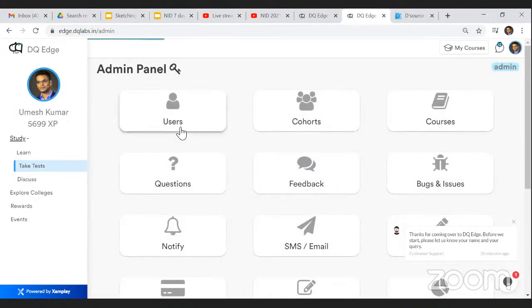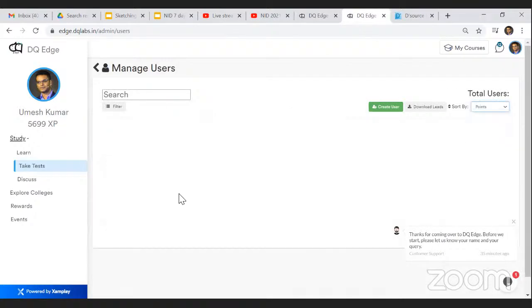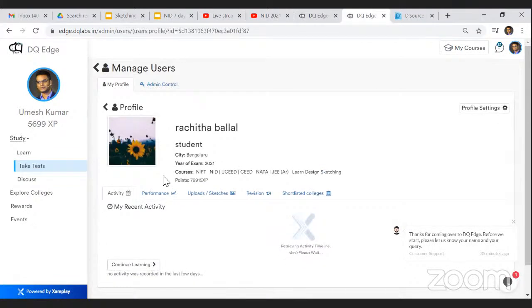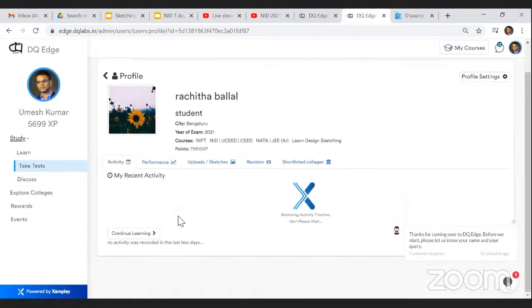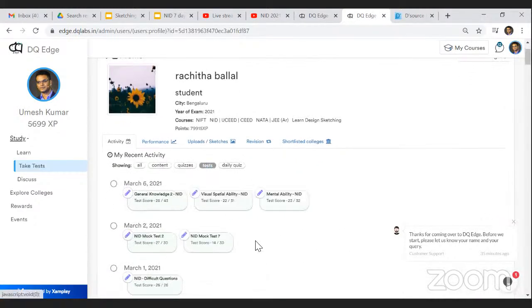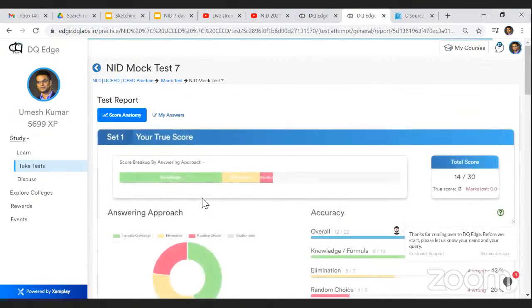Let me quickly show through one of the students. Okay, for example, Rachita Balal. Let me take Rachita Balal's work under the activity. Let us say go through the test. Let us take the latest test that she has done, for example, NID mock test number 7.